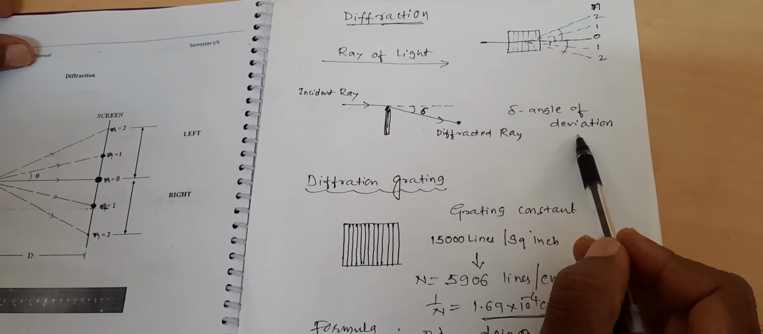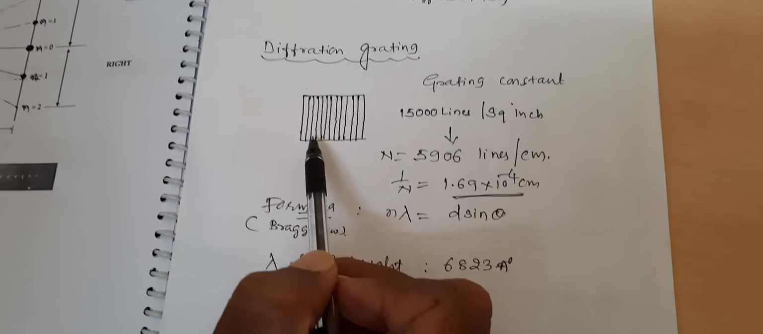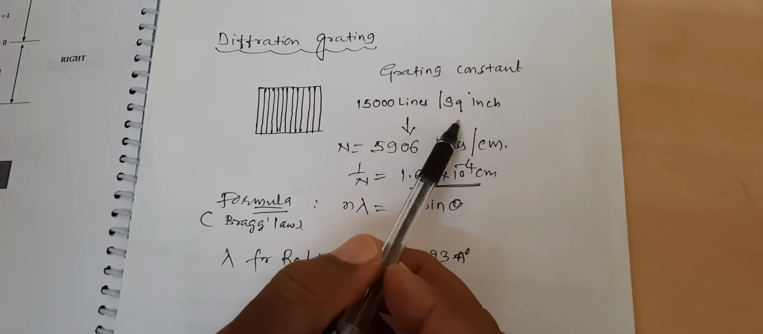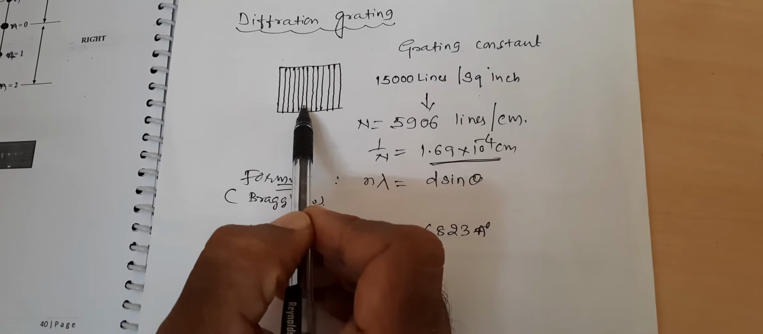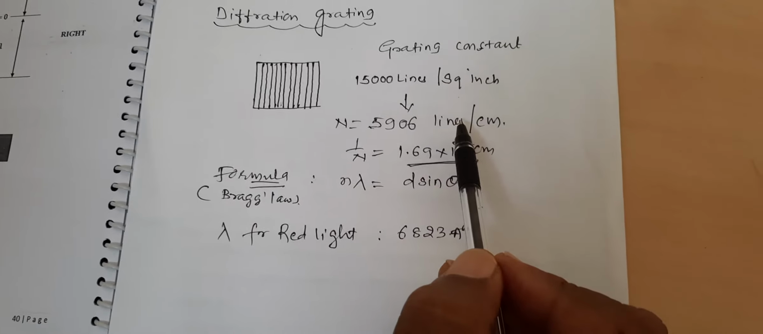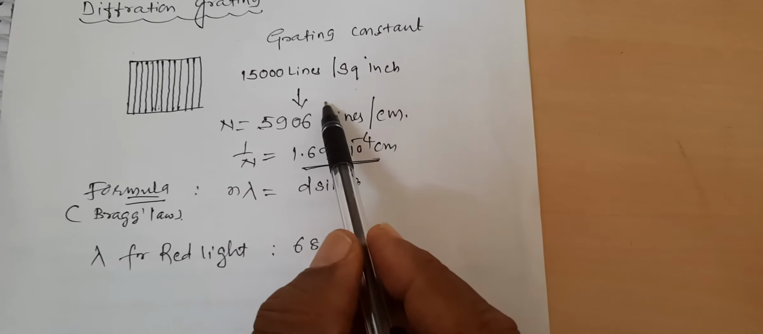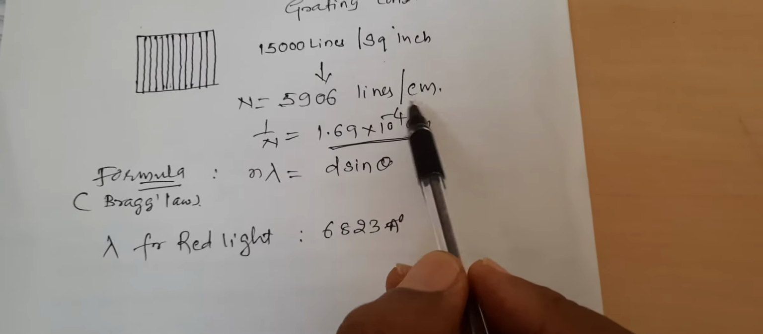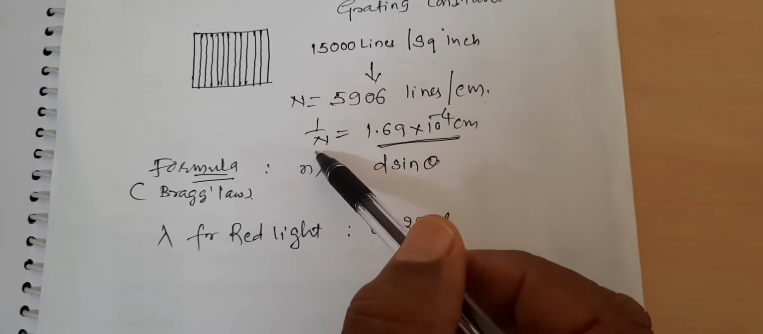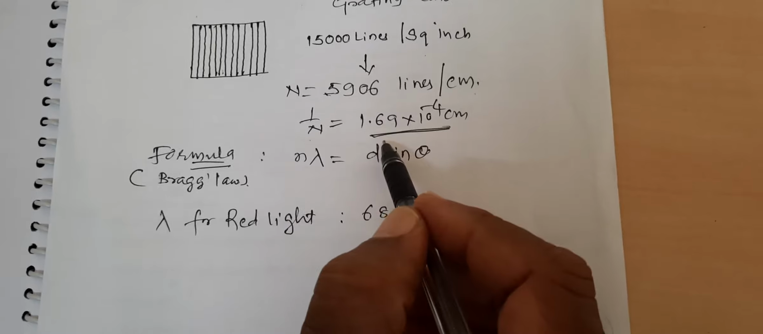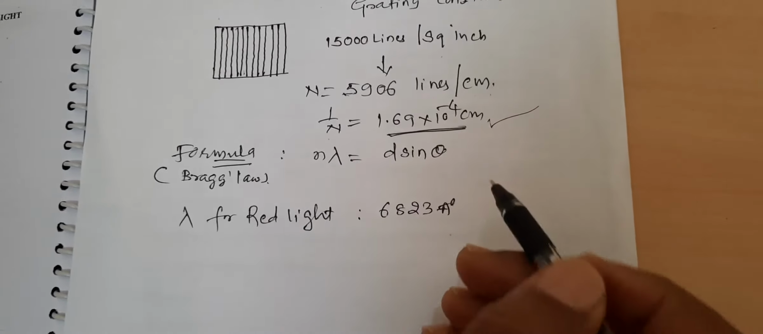Now this can be achieved by what is known as the diffraction grating. A diffraction grating consists of 15,000 lines per square inch. A diffraction grating has a constant, called the grating constant. This 15,000 lines per square inch is converted to the number of lines per centimeter. This becomes 5,906 lines per centimeter. Then when you take 1 upon m, that becomes 1.69 into 10 raised to minus 4 centimeter. This is the grating constant.